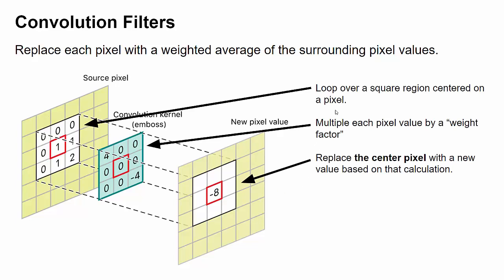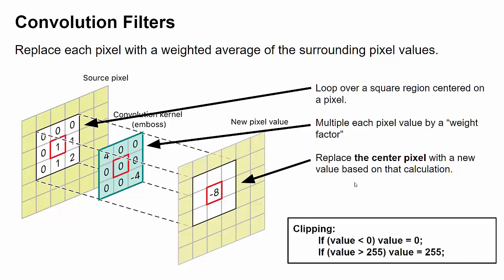So again, we loop over the square region, multiply the corresponding values, replace the center pixel. In this example, you might be wondering, well, what does -8 really mean as a color value? If you get a value that's below 0, replace it with 0. If you get a value that's above 255, replace it with 255. That's called clipping.